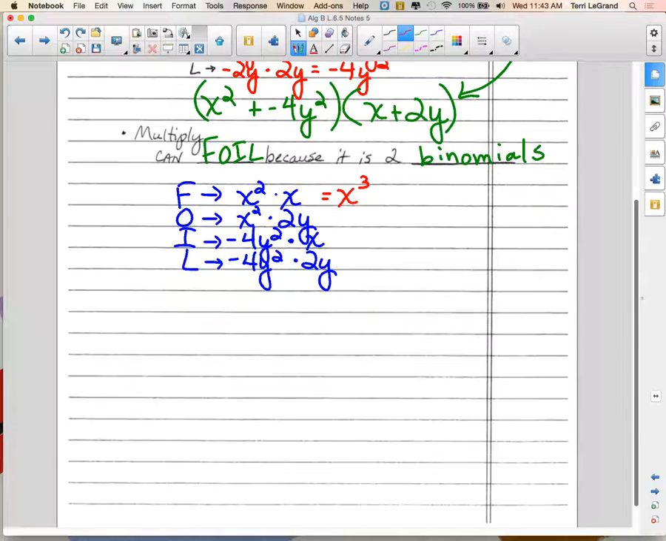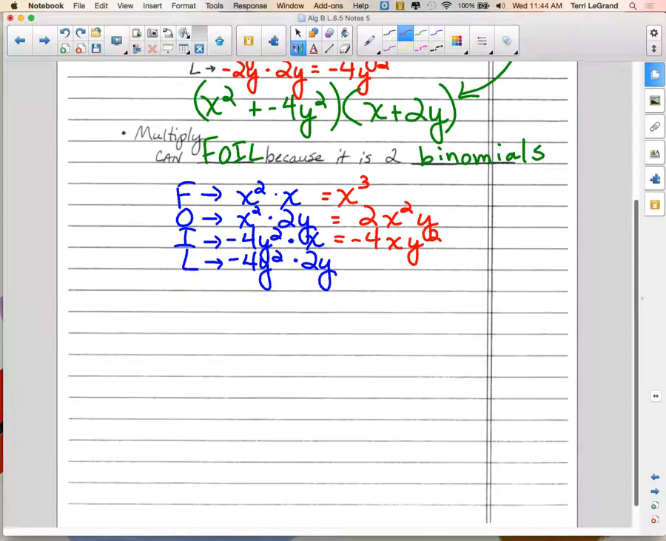How about the O step? What does that become? 2x to the second power y. Yeah, the 2 comes first, x comes before y in the alphabet, and it's x squared and y. Okay, how about our I step? What's that become? Negative 4xy to the second.